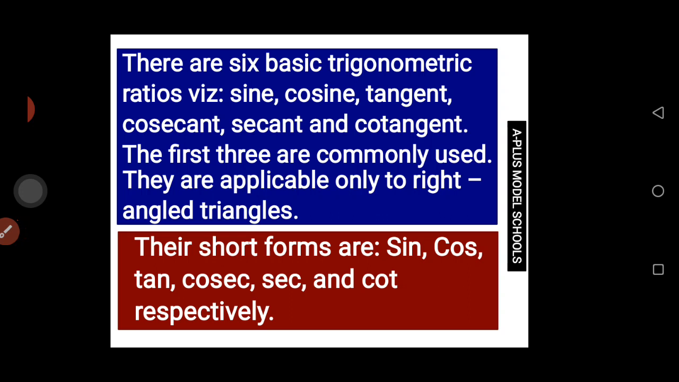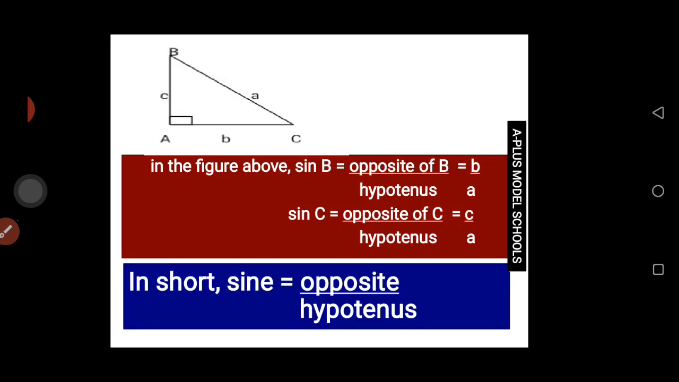And their short forms are: sine, which is sin, is not pronounced as sin. It is pronounced as sine, S-I-N. Though the real spelling of sine is S-I-N-E, it is shortened as S-I-N. And cosine is shortened as cos, C-O-S. And tangent is shortened as tan. And cosecant is shortened as cosec. And secant is shortened as sec. And cotangent is shortened as cot, respectively.